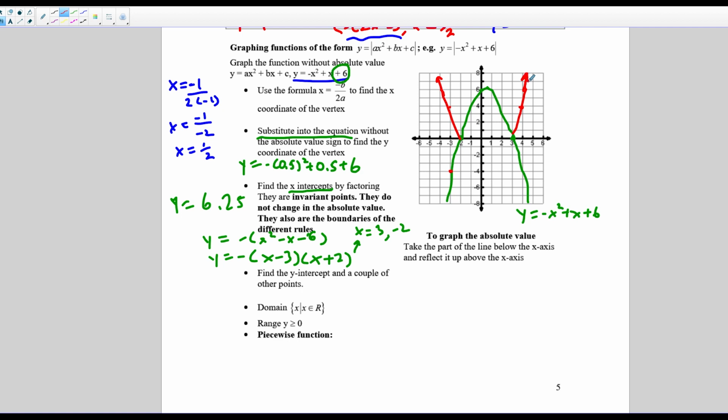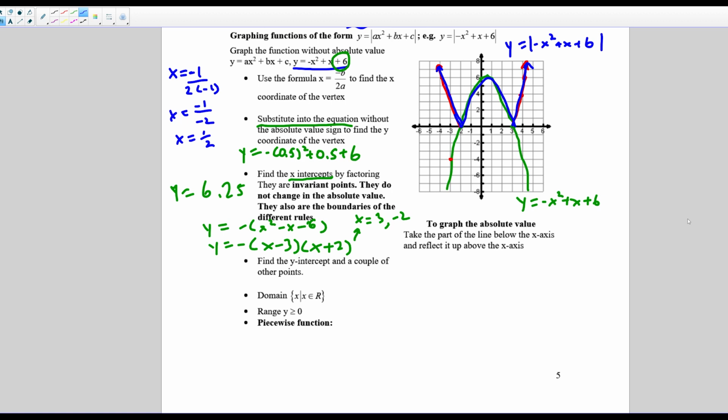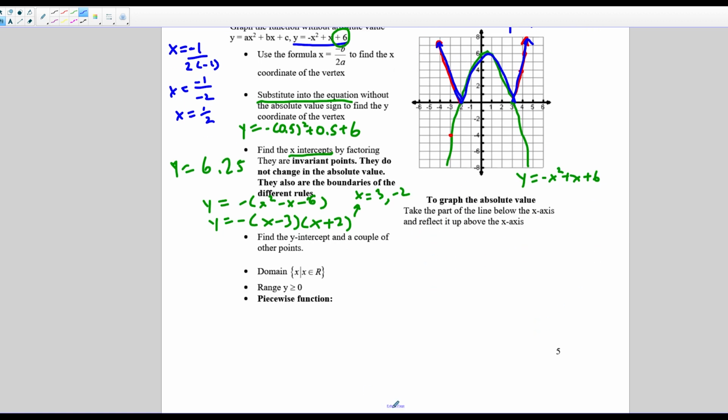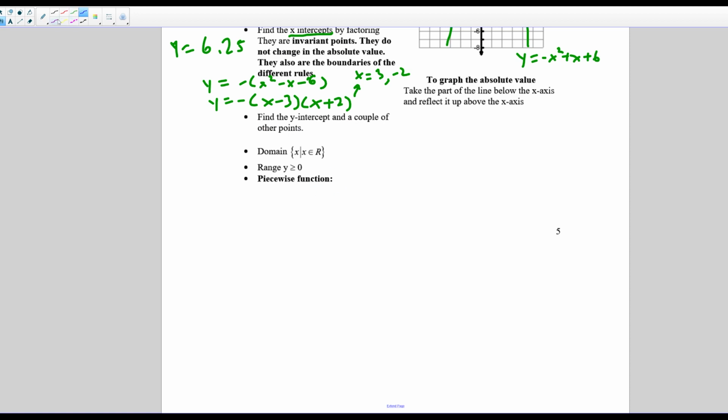And we'll end up with our graph. And if I were to retrace over this, this blue portion is going to be my absolute value function. So the absolute value of negative x squared plus x plus 6. Now again, the more official way to do this rather than drawing a quick sketch would be to actually create your piecewise function. So let's look at our piecewise function here.